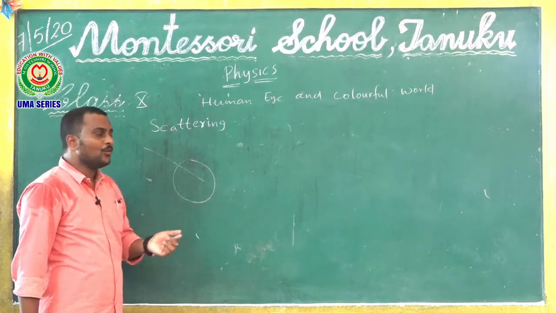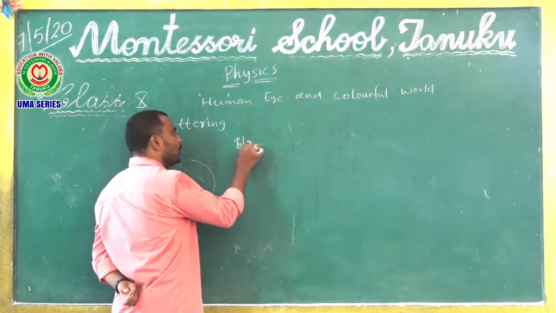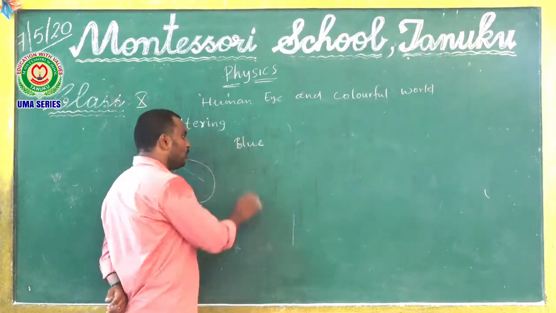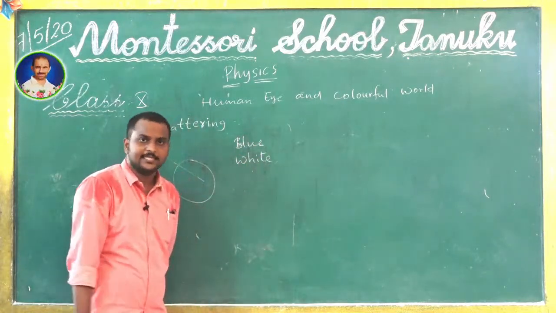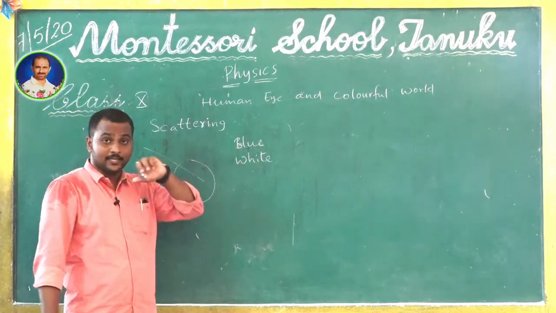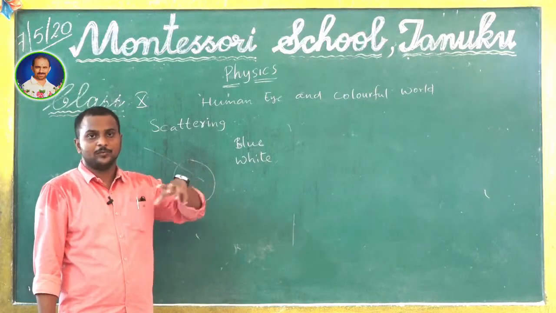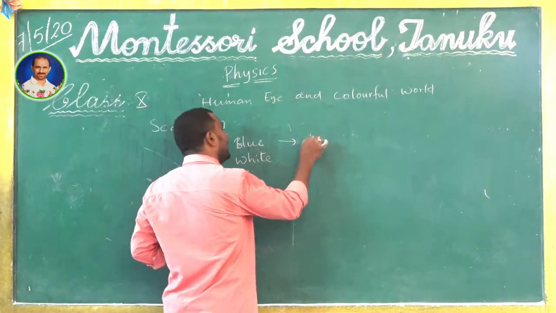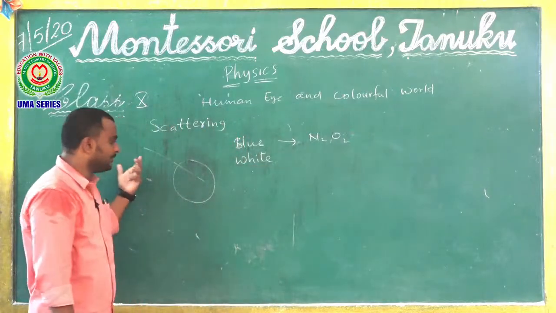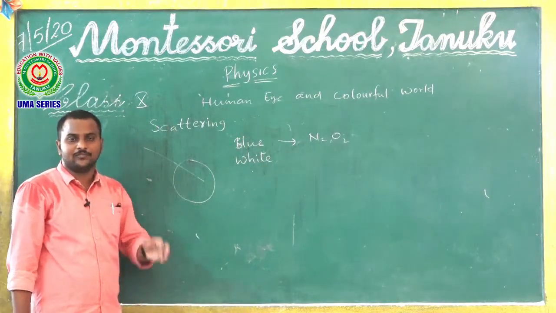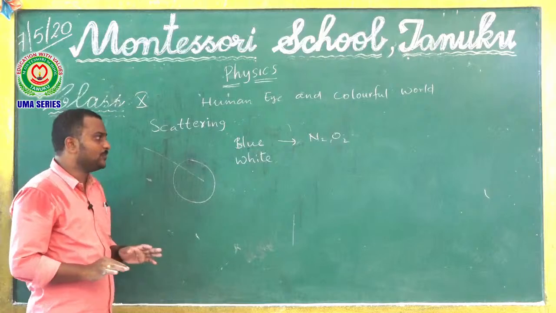This is the reason why the sky appears blue in color during mornings, and white in color during noon time. So this is the reason why the sky appears blue in color during morning, because of the presence of the N2 and O2 molecules. So we already know that the sunlight is white in color, which is constituted of 7 major colors.